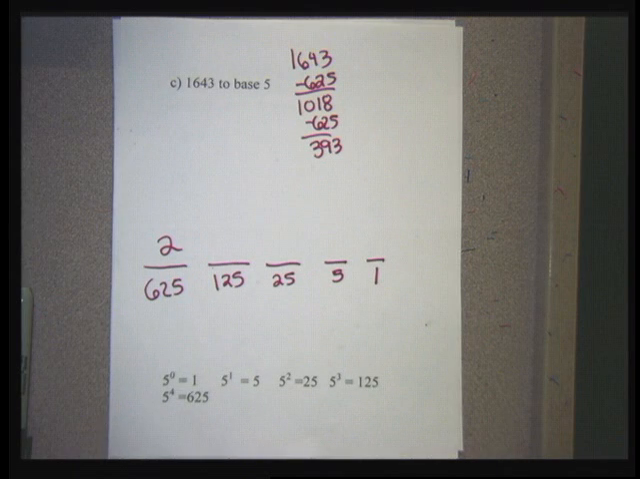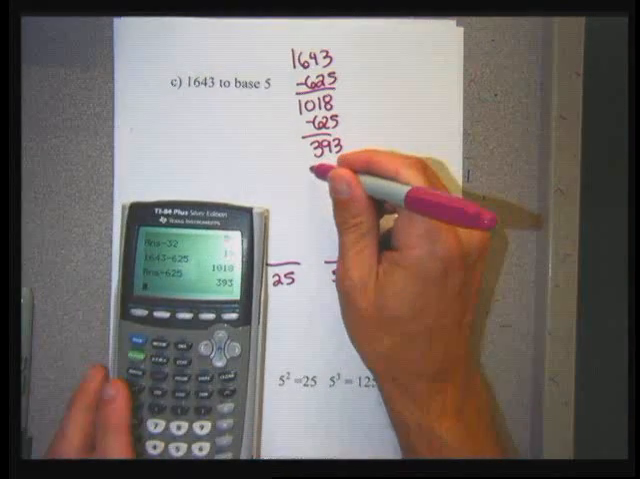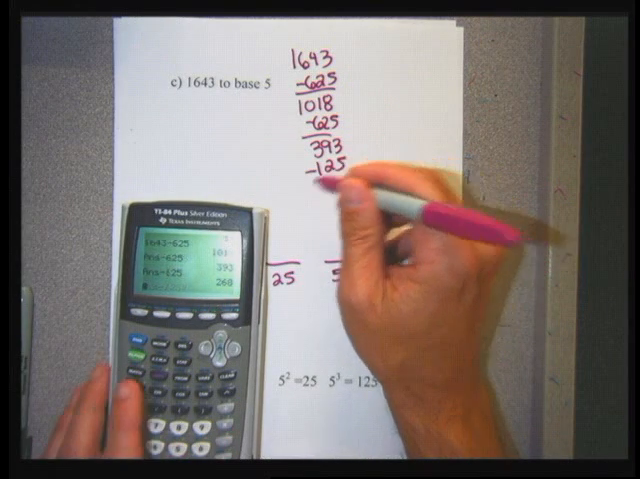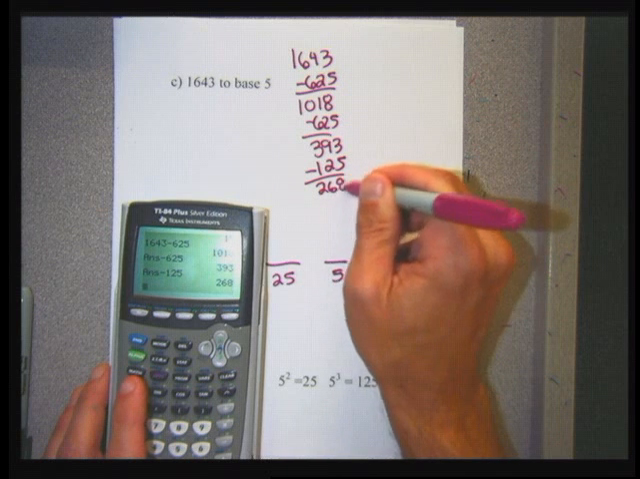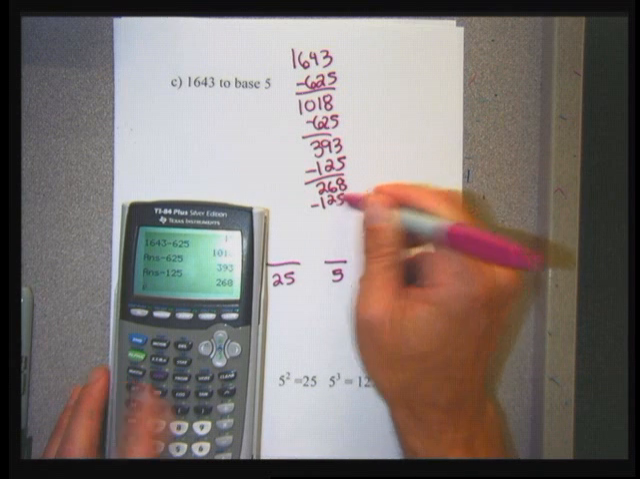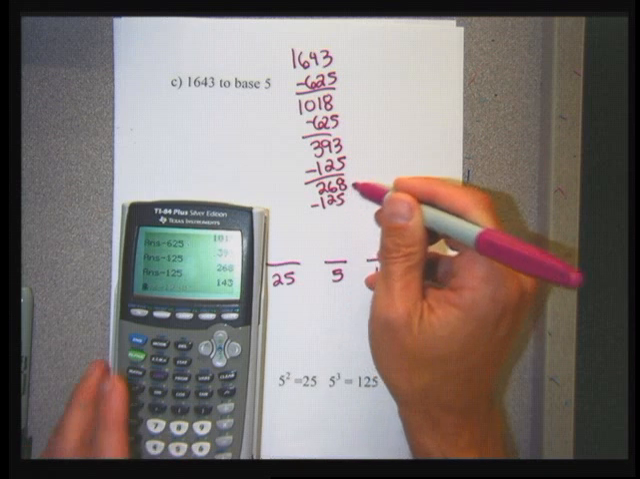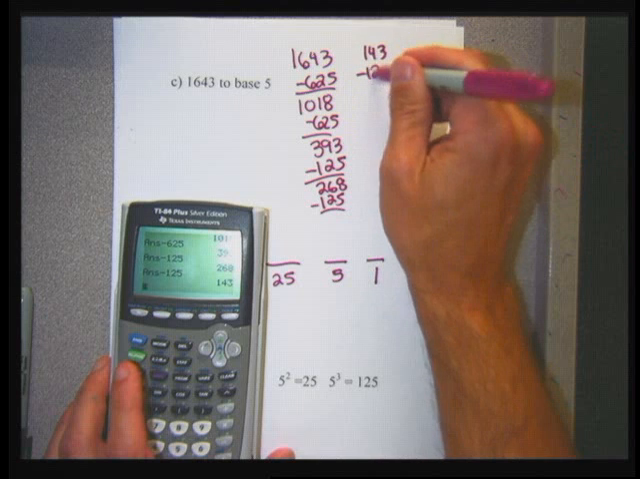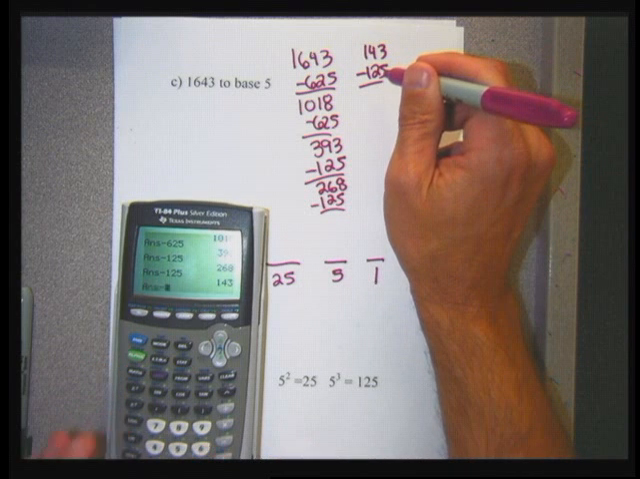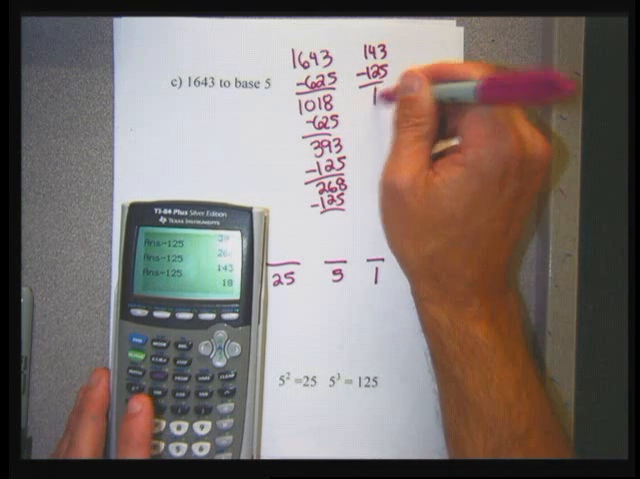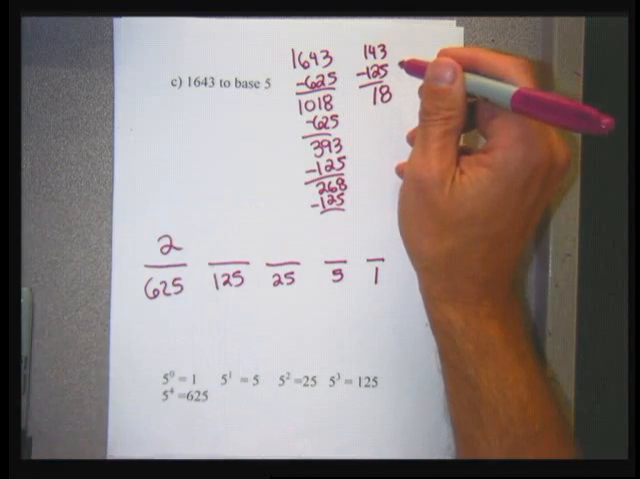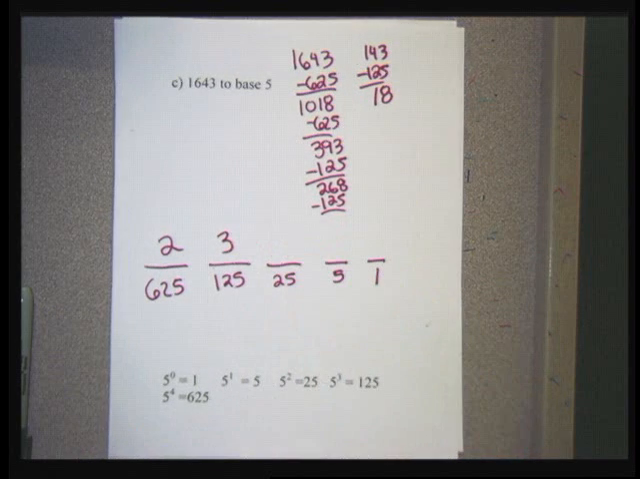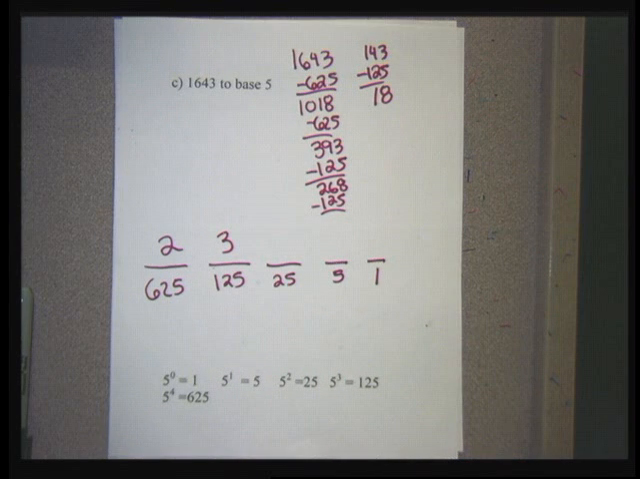Now I'm going to start subtracting 125. So I'll go 393 minus 125 is 268. I can still subtract 125, so I'll subtract 125 again. 268 minus 125 is 143. Still can subtract 125, so subtract 125 again, and I get 18. If I tried to subtract 125 again, I'd get negative, so I was able to subtract 125 3 times, so I'm going to write that number above the 125.